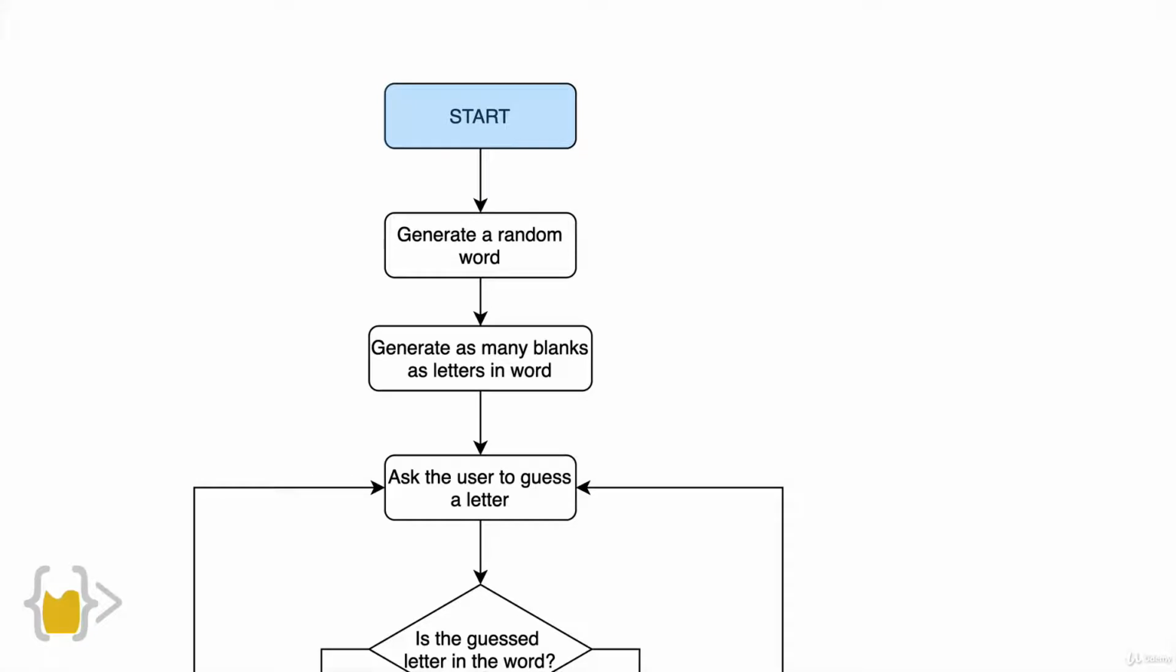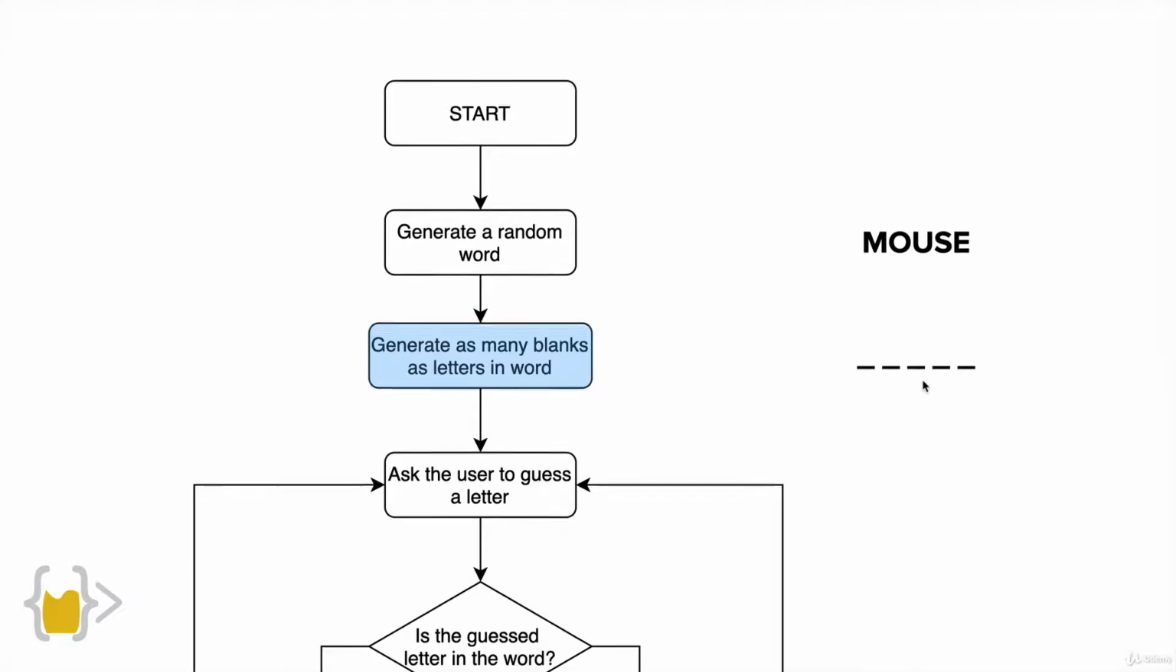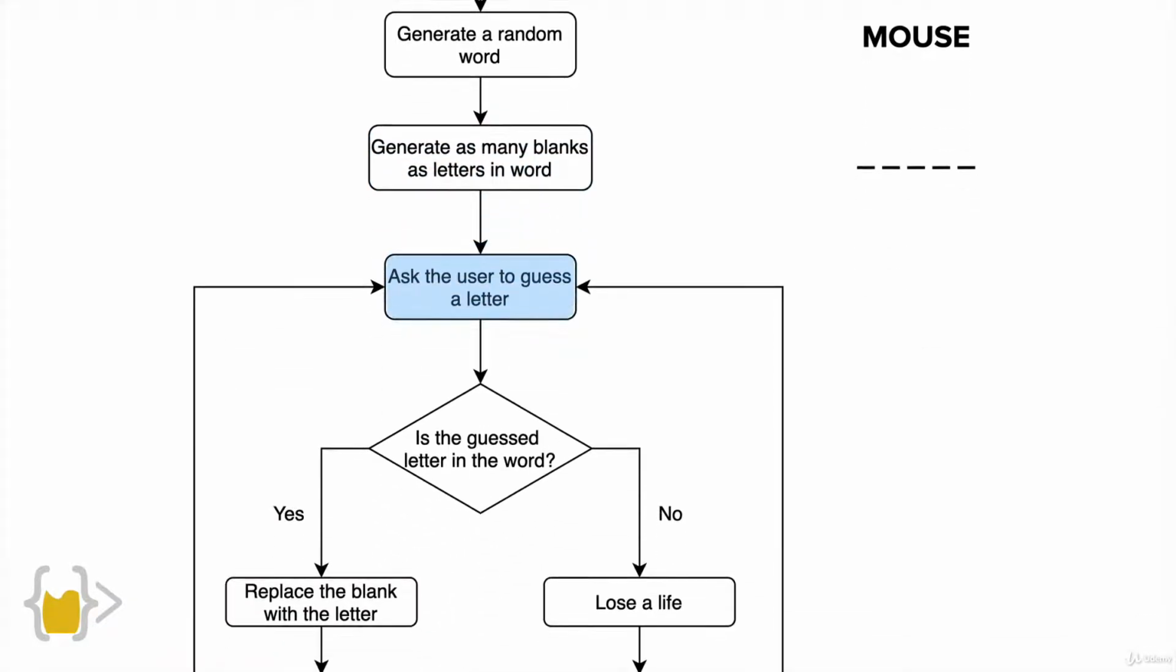At the start of the game, the first thing we do is to generate a random word. Let's say in this case it was the word mouse. Now the next step is to generate as many blanks as the letters in the word. So we have these blanks to show the user how many letters are in this word that they need to guess. They don't get to see this, but they get to see this. And the next step, they get to guess a letter. So let's say the user in this case guessed the letter O.